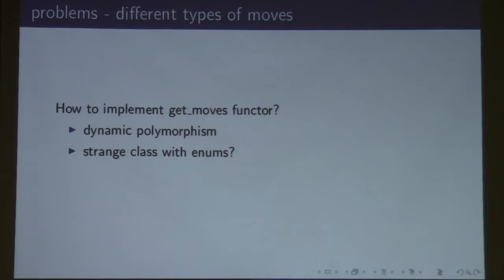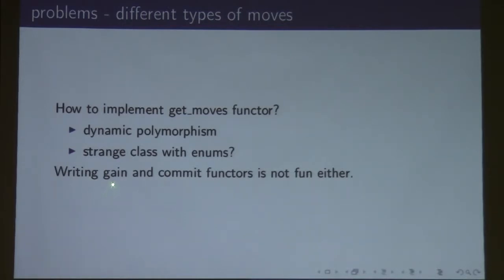We can handle it using dynamic polymorphism, yes. Or you can just create some strange class with enums. So we've got one class, and it has an enum inside which says I am an add move or I am a remove move, and this is creepy. We don't want to do that.